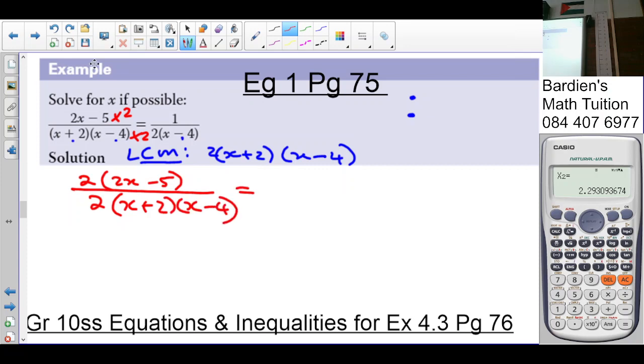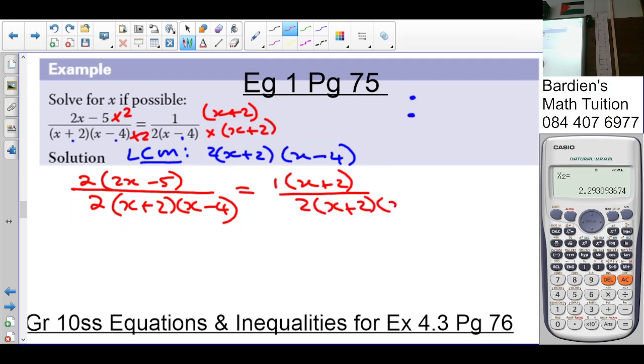Yes. And this is equal to, what is that fraction's denominator shorting? x plus 2. Can you see that? So it's 1 into x plus 2 over 2 into x plus 2, x minus 4. You all understand that? Yes.